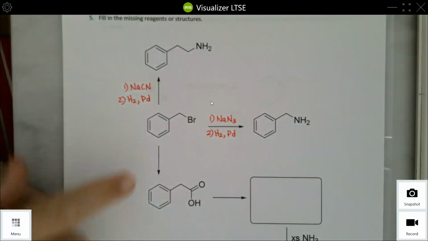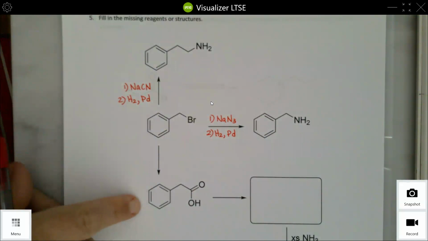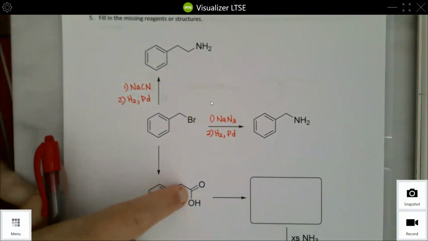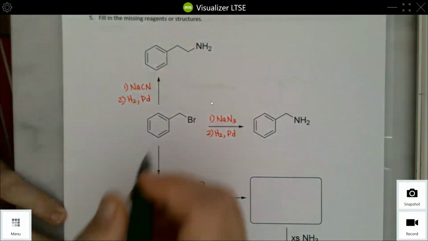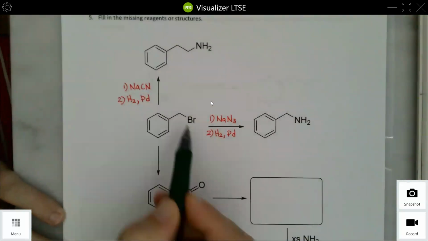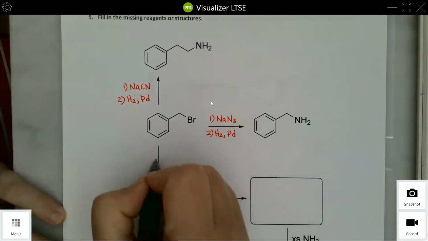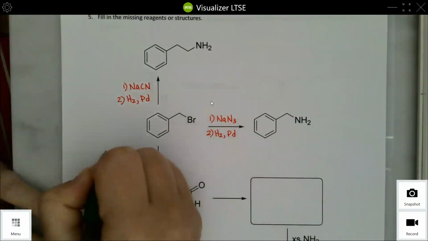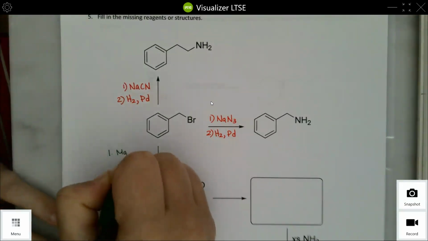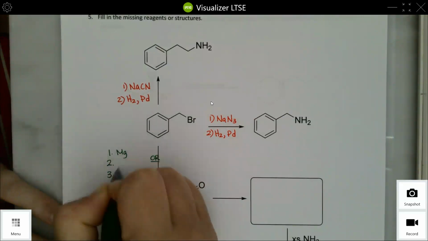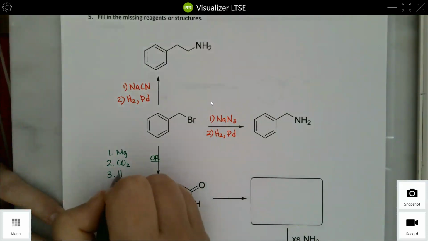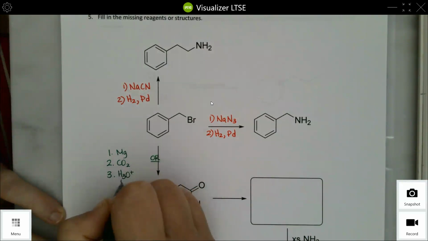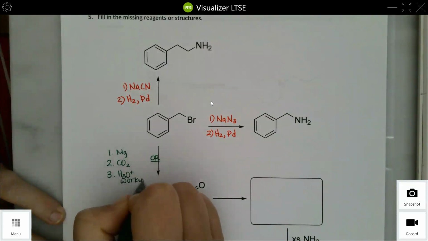Okay, and then going from this to the carboxylic acid, notice that we have added a carbon. So we want to do this because this is primary. We could do it either way. We've looked at this reaction several times already. We can form a Grignard reagent, add dry ice to add CO2, and then an acidic workup will provide the carboxylic acid.